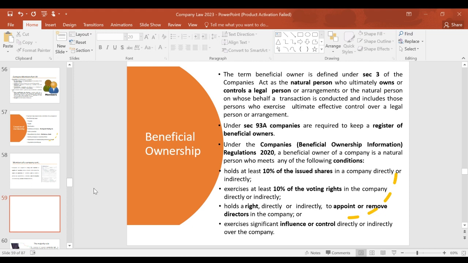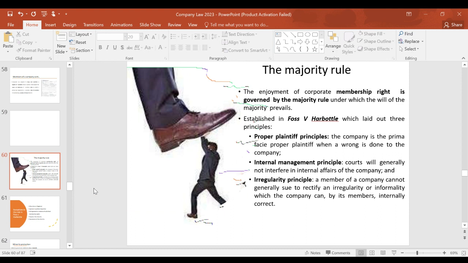removing directors or correcting a wrong which has been done to that particular company, when they are not happy that the company is being run in a manner that is within the confines of the law. So they can do either, voicing out by way of vote or exiting the company by way of selling their shares.